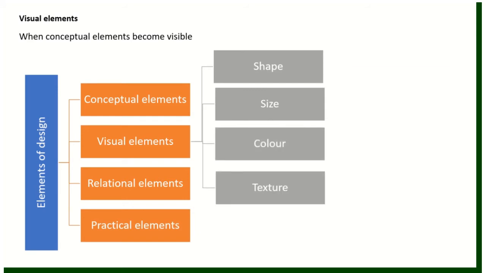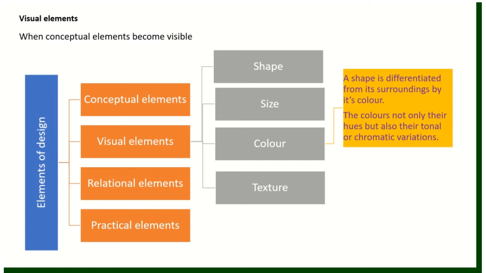If we go for the next visual element, it is color. Shape, size, color. Color has a property like this: a shape is differentiated from its surroundings by its color. Obviously, if we go to a dark room, we cannot visualize anything. If I write something on the same background, and the pen color is the same, then nothing is visible. So a form can be differentiated by color from its surroundings, right? Color includes not only hues but also tonal or chromatic variations.